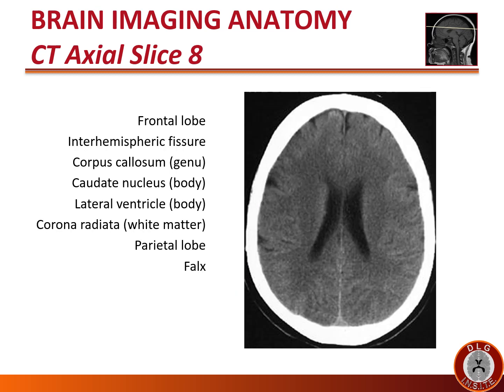We now move one more slice rostrally to slice 8. Pause here for a moment and see if you can identify the structures listed on this slide before proceeding to the next slide. The frontal lobe continues to be seen in the ventral aspect of the brain. We still see the black line of CSF in between the two cerebral hemispheres called the interhemispheric fissure.